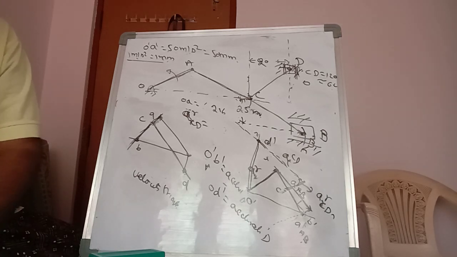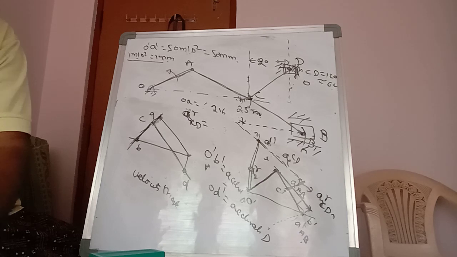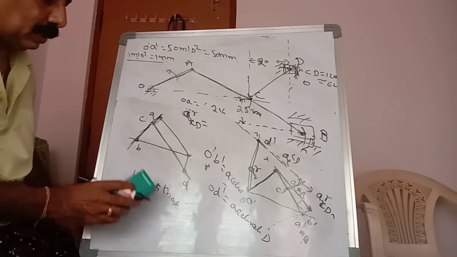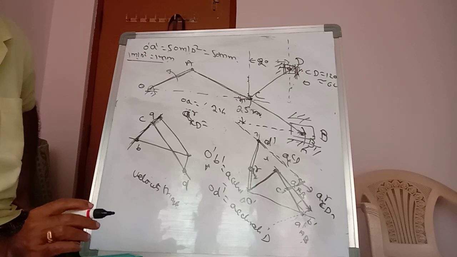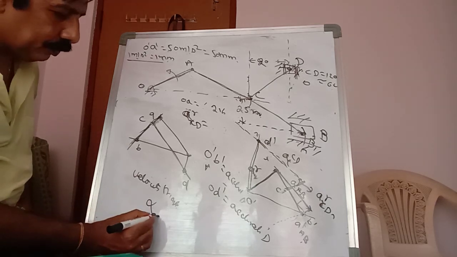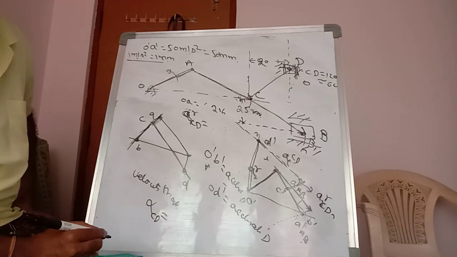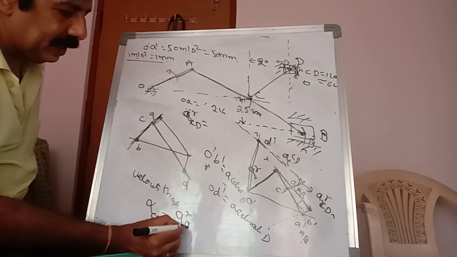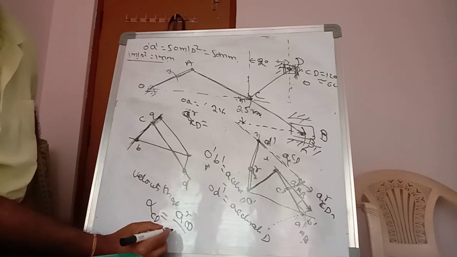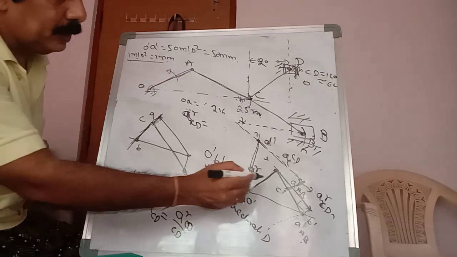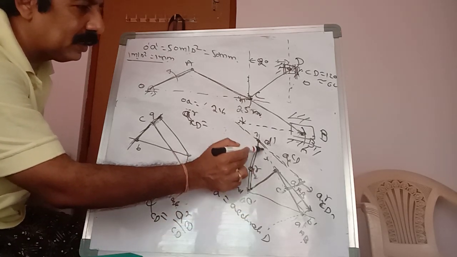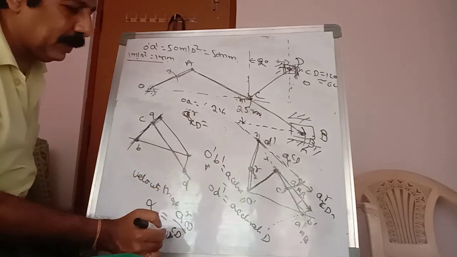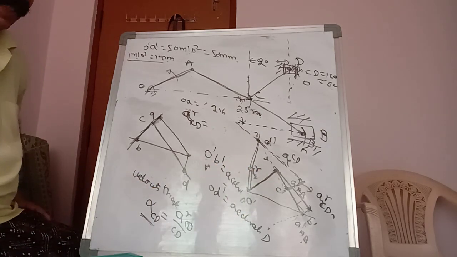Suppose you want the angular acceleration of CD. The problem is not actually asking for it. Suppose you ask for the angular acceleration of CD, alpha CD. Alpha CD is nothing but ARCD by CD. That means you have to join C dash D dash, measure the length of C dash D dash, and divide by CD. Then we will get the angular acceleration.